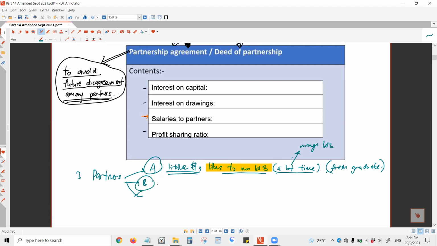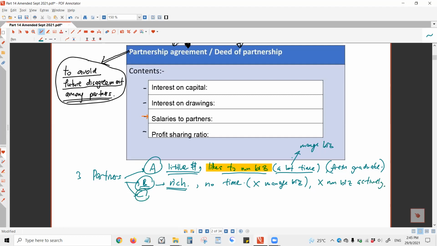For partner B, too much money. Partner B is very rich, but has no time. Partner B has too many businesses. So of course, partner B does not have time to run the business, right? But it doesn't mean that B cannot be a partner. As long as you have contributed some capital, you can become a partner. So B is a partner, but cannot run the business actively.